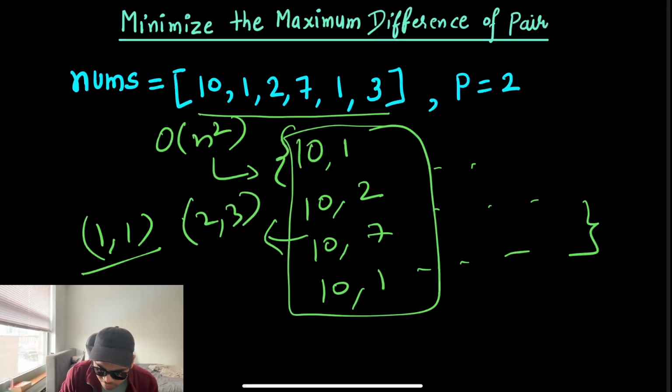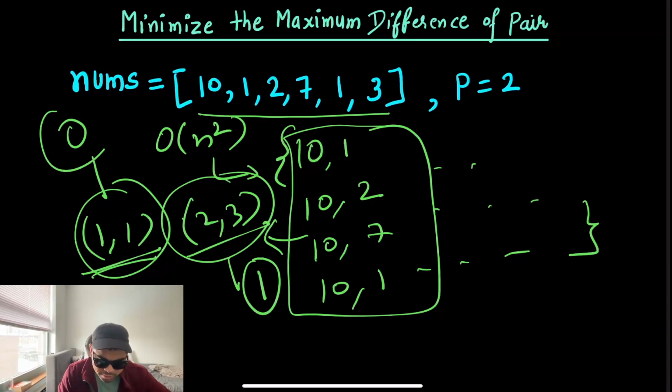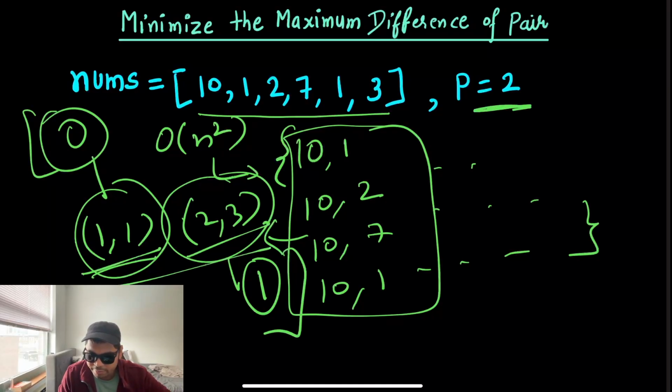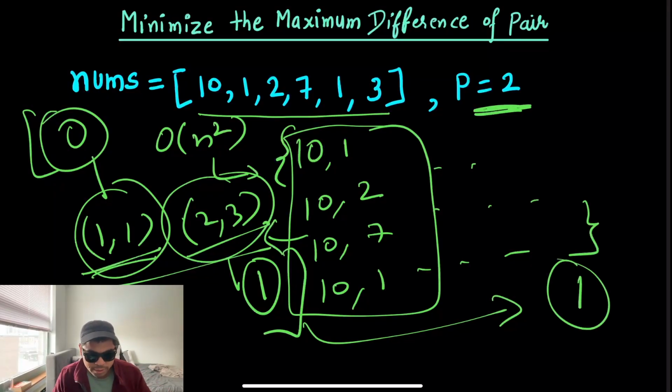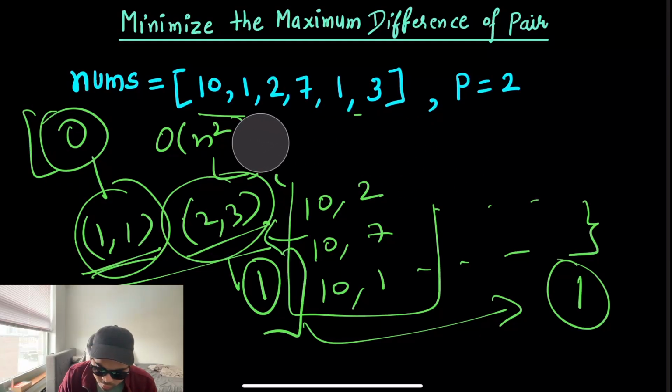Okay, so if you see over here, what is the difference between the elements of these two pairs? This one gives us a difference of 0 and this one gives us a difference of 1. What is the maximum difference out of these two? Because we just needed two pairs, as mentioned over here, we'll return the answer 1. Okay, now you understand the problem statement. So let's go about how we should do it.